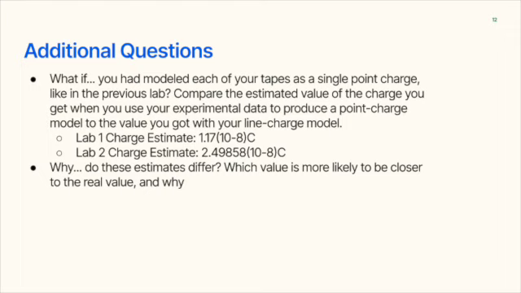And for why, Lab 1 treated these charges as if they were concentrated on one point, but really they're distributed across the whole piece of tape. In Lab 2, this was accounted for by a line of charges instead of just a point charge. Therefore, Lab 2 calculations are more likely to be closer to the real-world value.